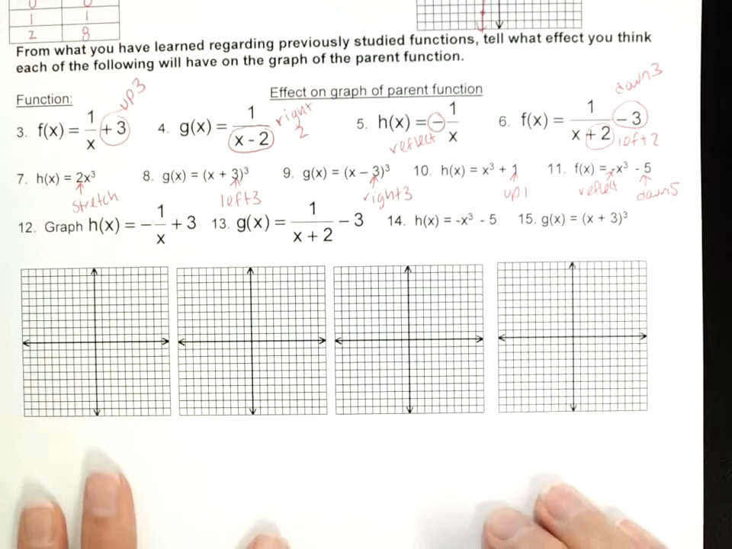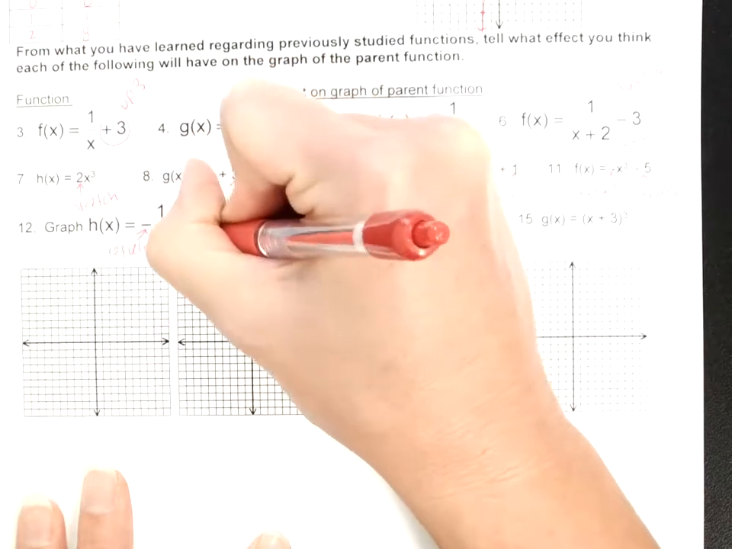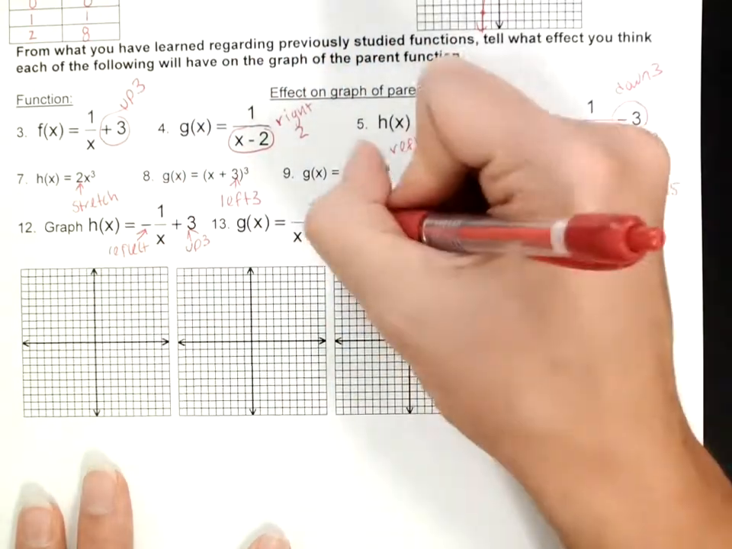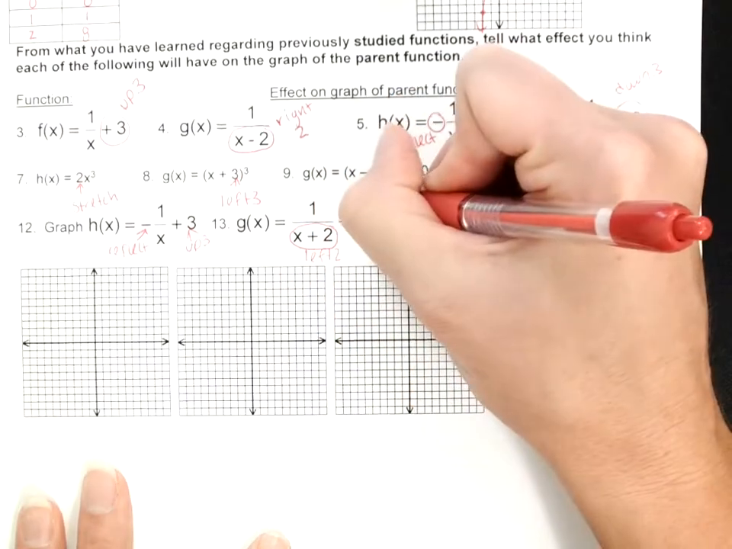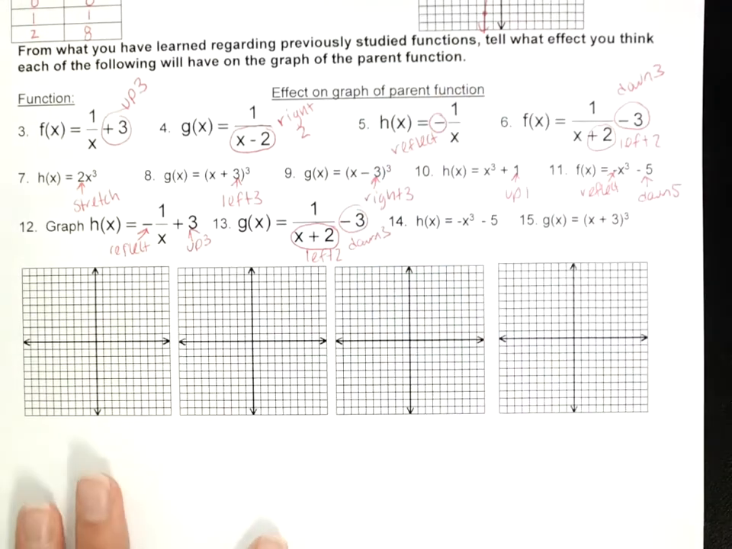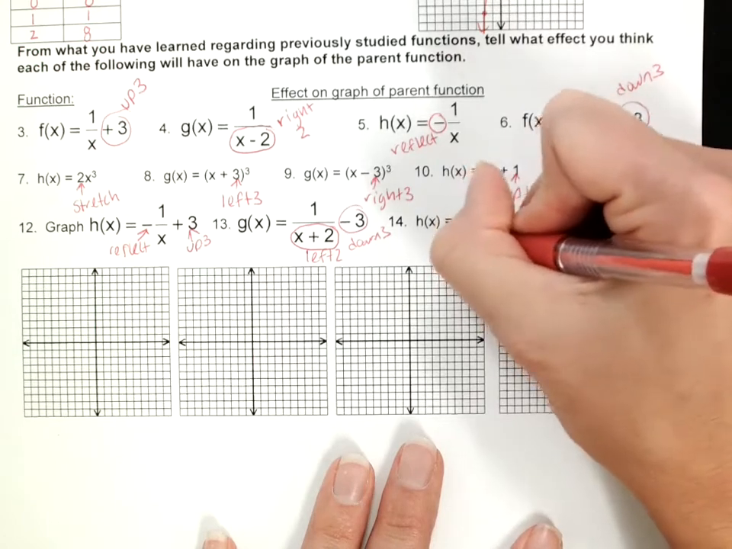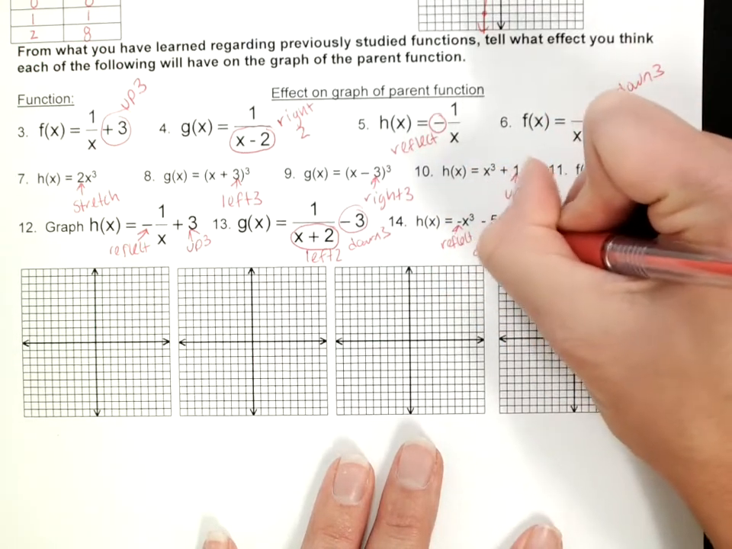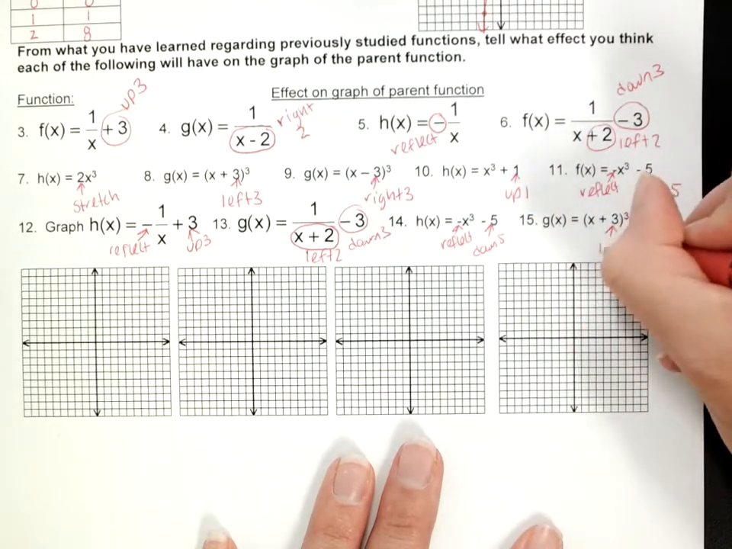Back to a rational function. Negative, reflect. +3 outside, up 3. +2 inside, left 2. -3 outside, down 3. Negative, reflect. And down 5. Inside, left 3.